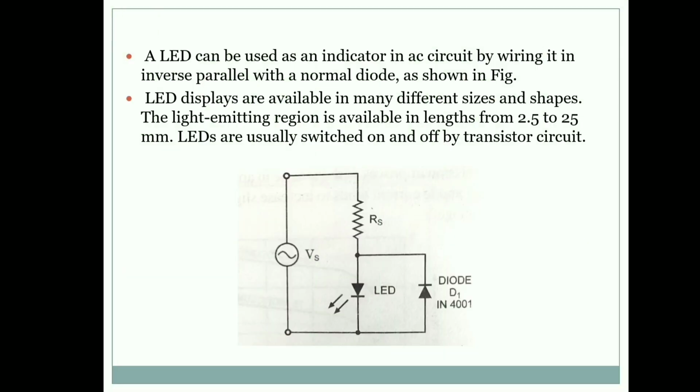Now, the LEDs that are used in AC circuits as an indicator are applied parallel to the normal diode but in the inverse direction. So we can say that an LED can be used as an indicator in the AC circuit by wiring it in inverse parallel with a normal diode, as you can see in this figure. LED displays are available in many different sizes and shapes. The light emitting region is available in lengths from 2.5 to 25 mm. They are usually switched on and off by transistor circuits.